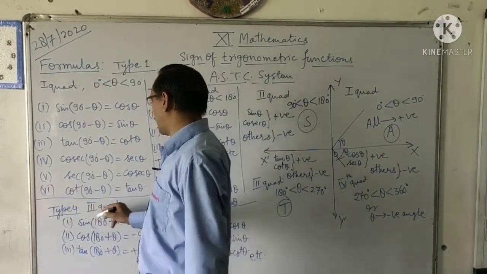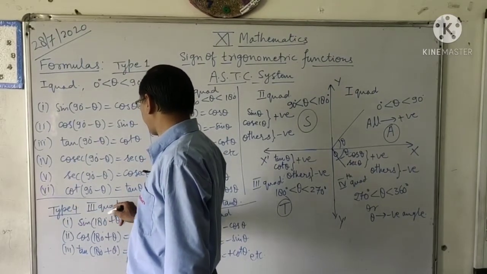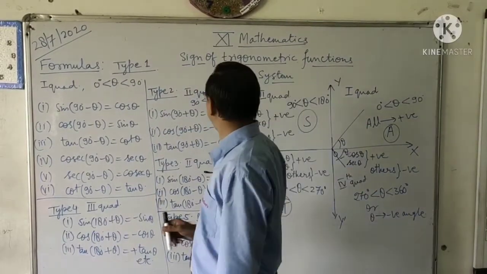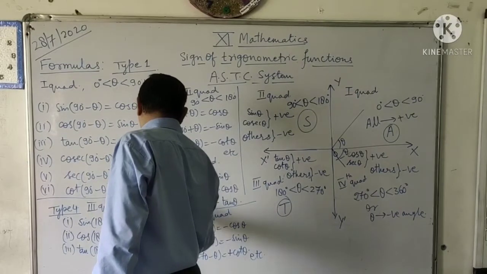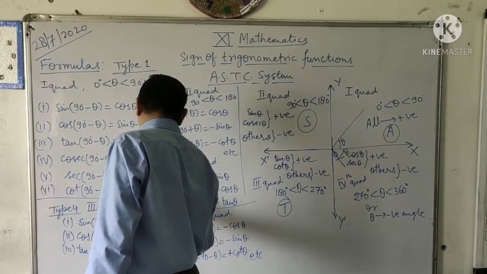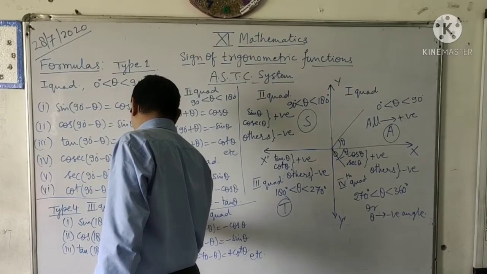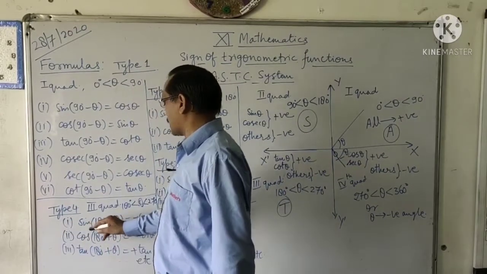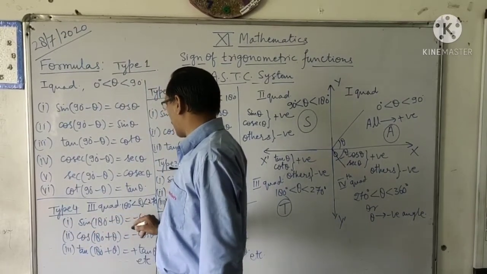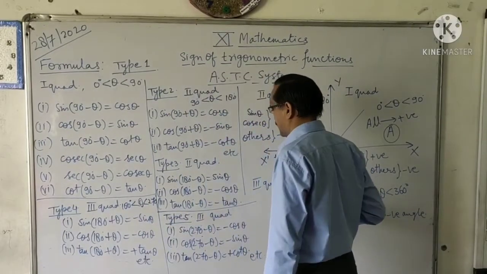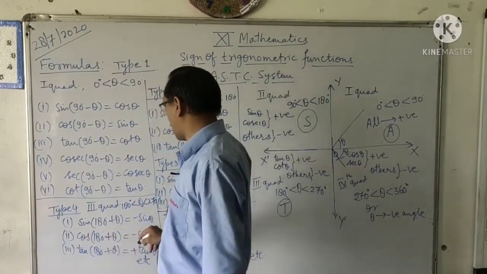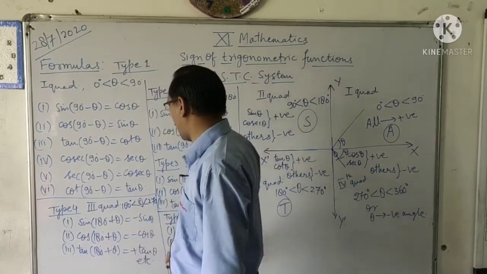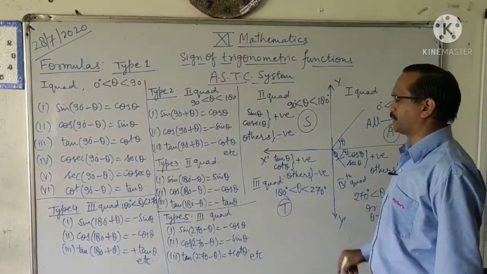Then there is type 4, third quadrant. In the third quadrant, theta is more than 180 degrees and less than 270 degrees. Formula number 1, sin(180 degrees plus theta) equal to minus sin theta because in the third quadrant sin is negative. Cos(180 degrees plus theta) is minus cos theta and tan(180 degrees plus theta) is plus tan theta because in the third quadrant tan is positive.